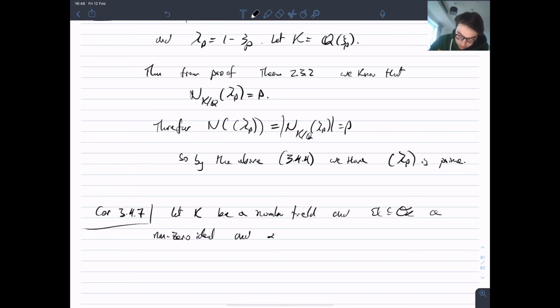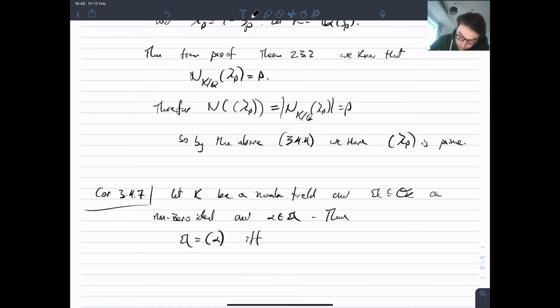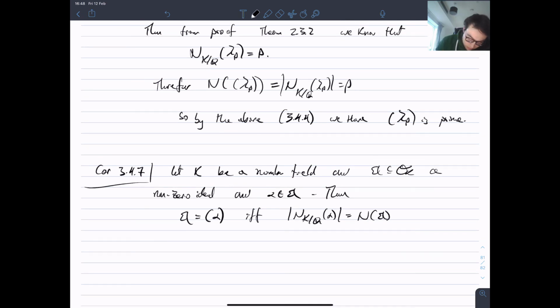And I pick some element inside of it, alpha is some element of A. Then this ideal is principal, so it's generated by alpha, if and only if the absolute value of the norm of this element equals the norm of my ideal. So this is almost immediate from what we've proven. Since alpha is in A, we have that the ideal generated by alpha is also in A. So this is contained in A.